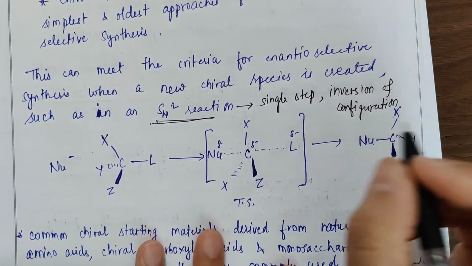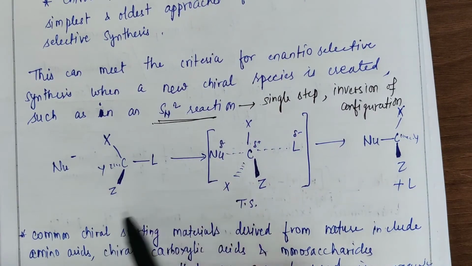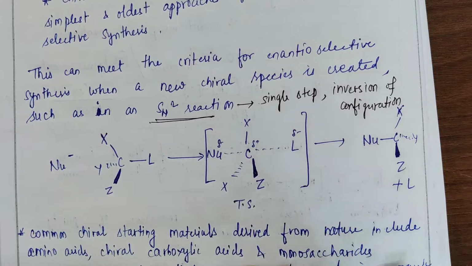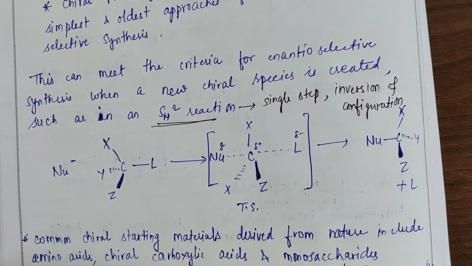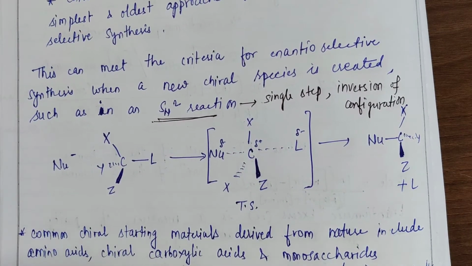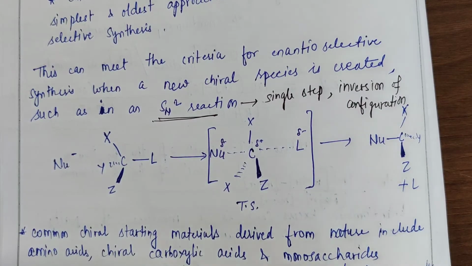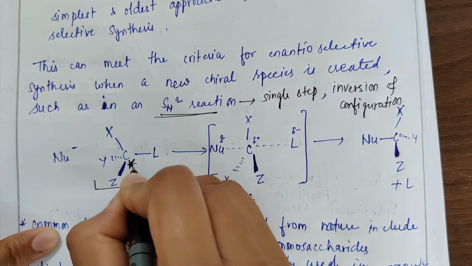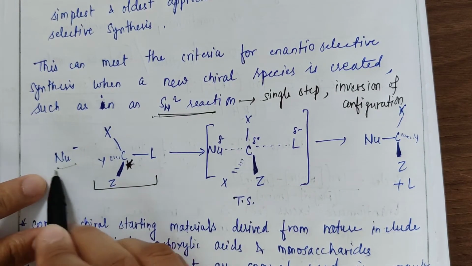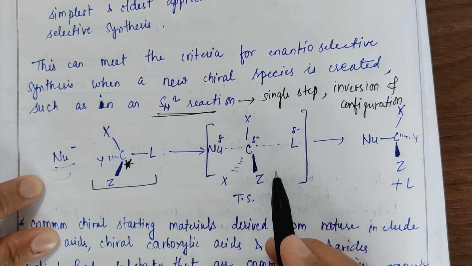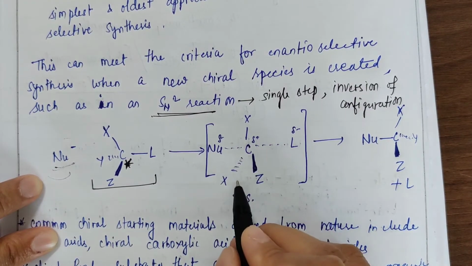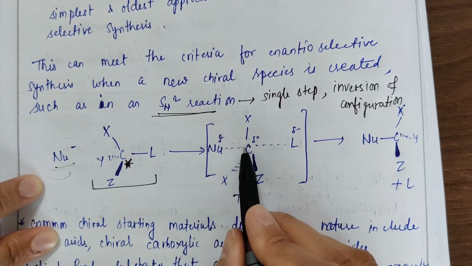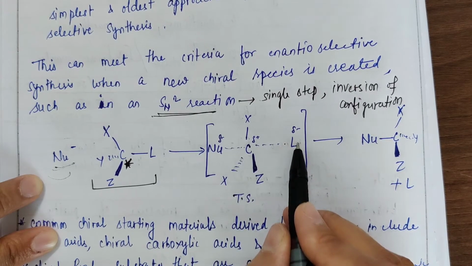So let's say if your starting material or your reagent has R configuration, then the product obtained will be S. So that way your configuration changes. So what they do is take the starting material, a chiral substance, and react it with a nucleophile. This kind of transition state occurs in the SN2 reaction, in which simultaneously a bond is being formed and a bond is being cleaved.